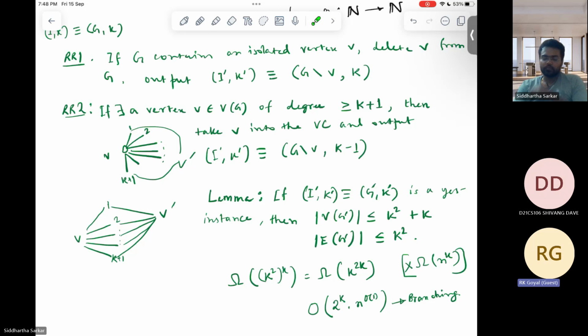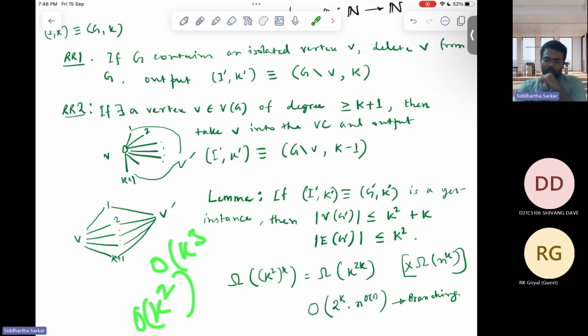So vertex cover is one of those problems wherein k could be found out. What are the characteristics of those problems for which the dependency on n can be eliminated? Whenever you can find a kernel which is polynomial in k, some polynomial in k, say order k squared or order k cube, then you can eliminate the dependence on n.